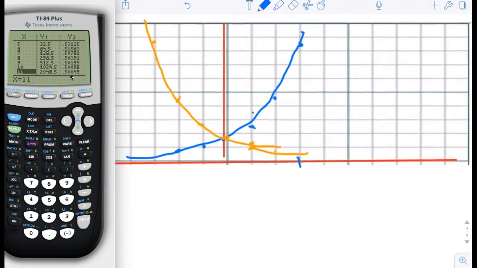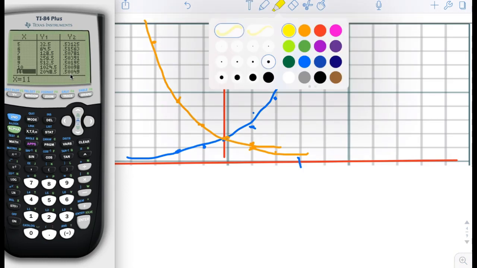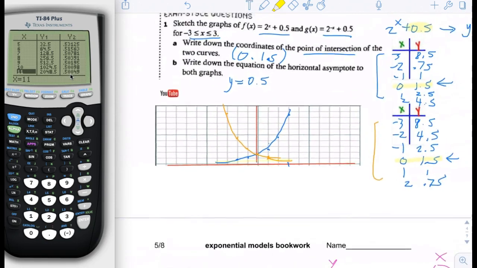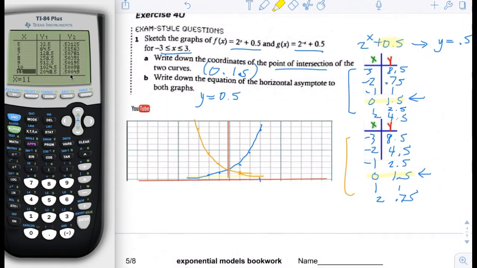If we were going to draw this asymptote, let's do this. We're going to draw it here, but it's going to be kind of hard because I'm using this fat marker. But basically it's at y equals 0.5. Okay, so the blue and the orange curve are not approaching the red line, they're approaching this yellow highlighted line. Okay, and that's it for this page.